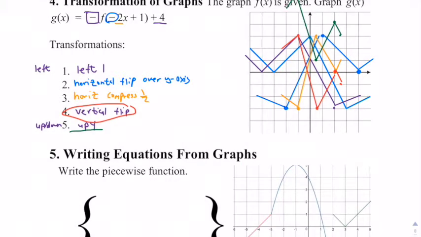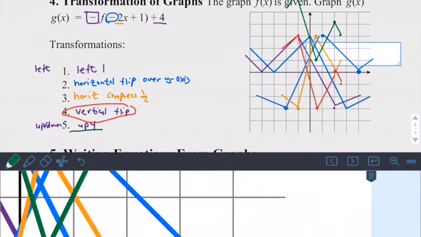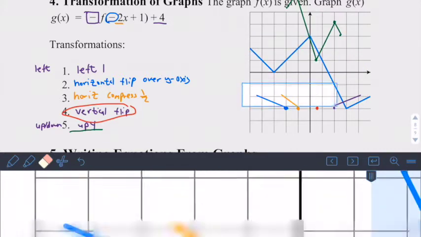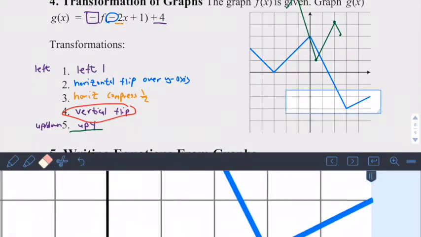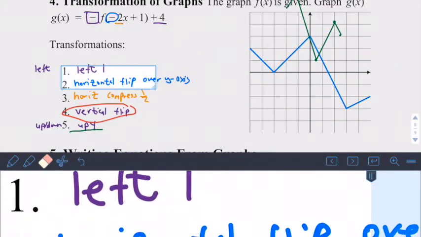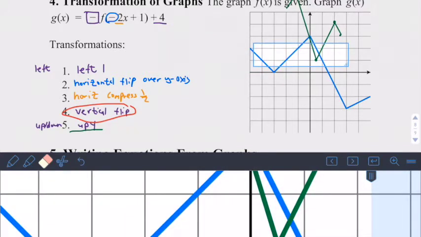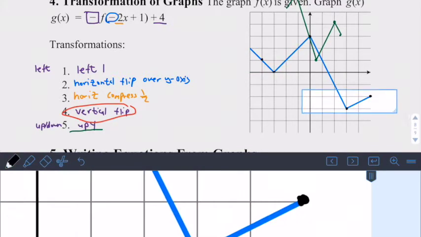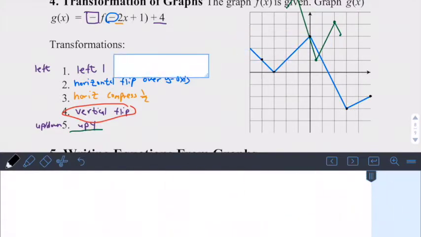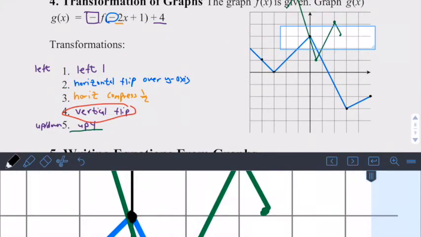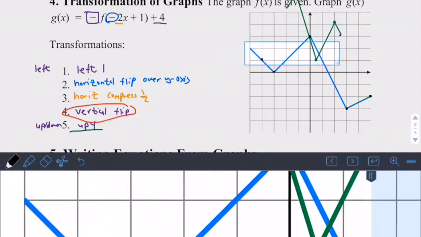So this picture looks horrible. There's a lot of little things that you gotta do. So I'm gonna get rid of all my extra stuff. So there's my transformation. I had to do all of those steps. So now I'm going to show you an easier way to do this. I'm going to take each of these points and I'm going to do all 5 transformations to each point. So I'm going to start with this one.